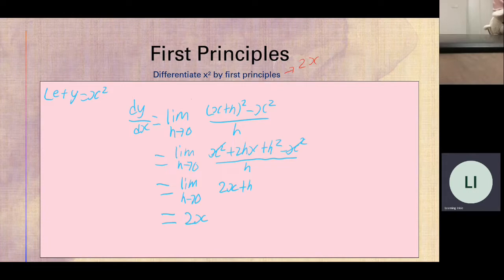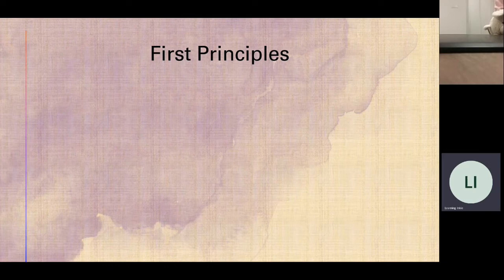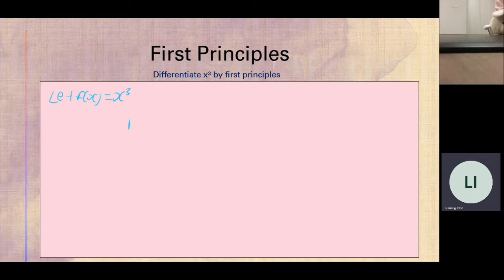Fantastic, right? So let's use another example. You might want to pause the video now and try to solve this on your own. And I'll show you the first step. All right, now instead of using y, I use f(x). And of course, f(x) would then give us f prime. Same thing, gradient, nearby point, and the original point. So (x plus h) cubed minus x cubed over h as the limit of this particular function as h approaches zero.